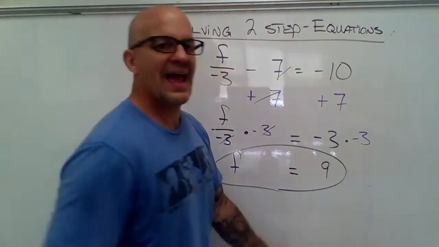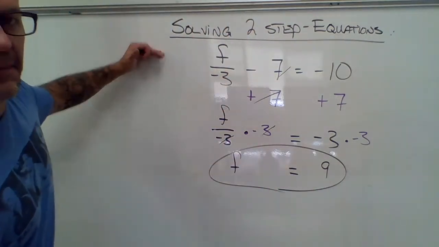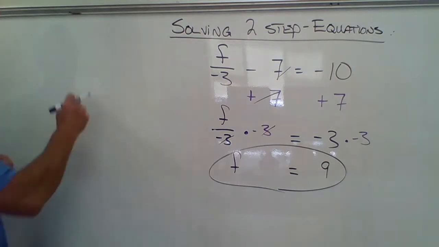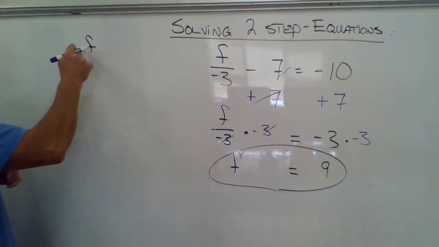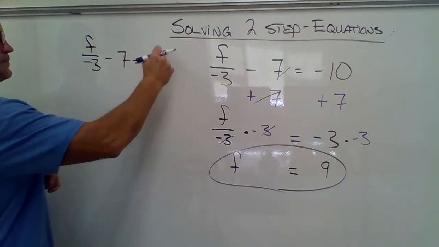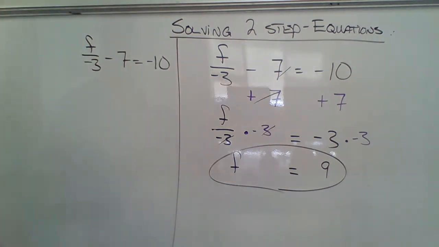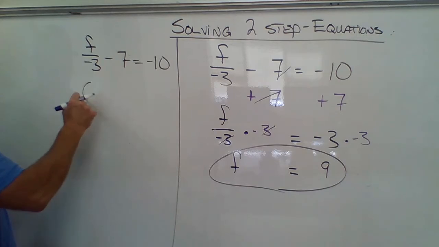Once again, I believe that I have a solution. I'm going to perform a 3-step check. I'm going to come up here so I don't get too far down. So I'm going to rewrite my initial problem. F divided by -3 minus 7 equals -10. I'm going to now substitute in what I think f is. I think f is 9.